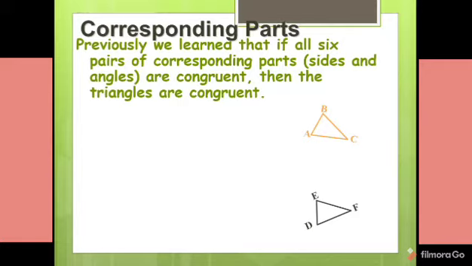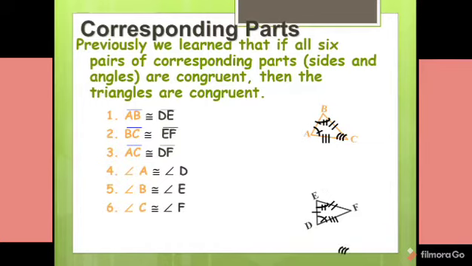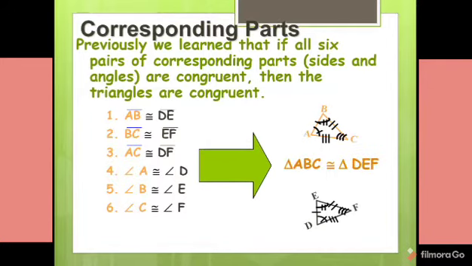We have triangle ABC and triangle DEF. The side AB is congruent to side DE. Side BC is also congruent to side EF. Side AC is congruent to side DF. Angle A is congruent to angle D. Angle B is congruent to angle E. And angle C is congruent to angle F. These are the 6 corresponding parts. Therefore, we could say that triangle ABC is congruent to triangle DEF.